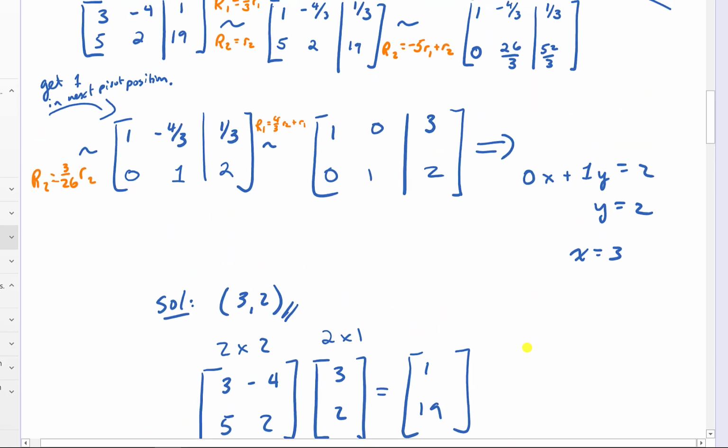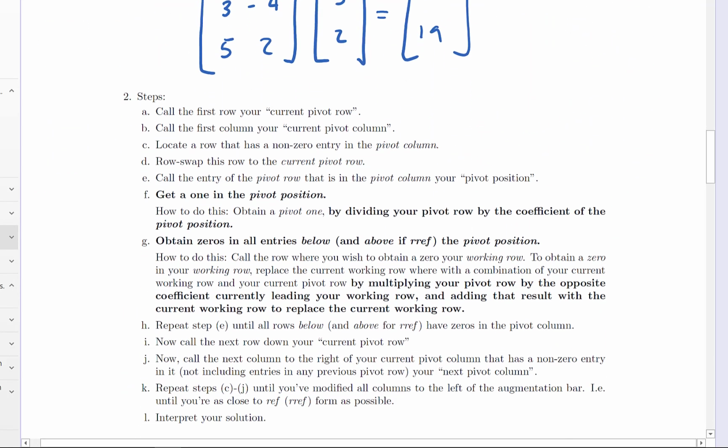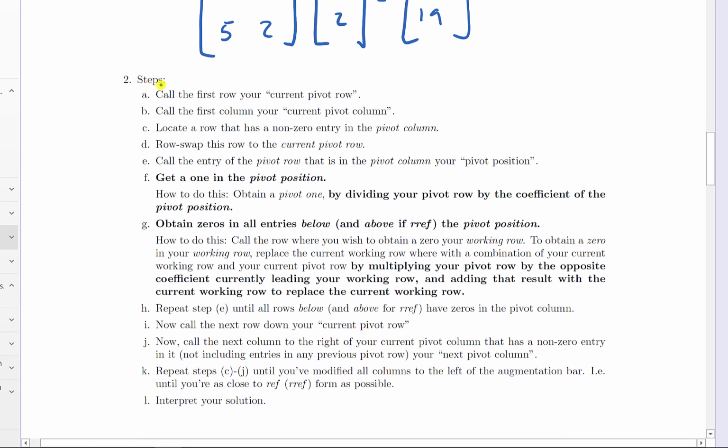So this is the row reduction algorithm. What I've done here is I've summarized those steps. And I'll let you read through those steps, and we'll also look at them at the beginning of the next video.